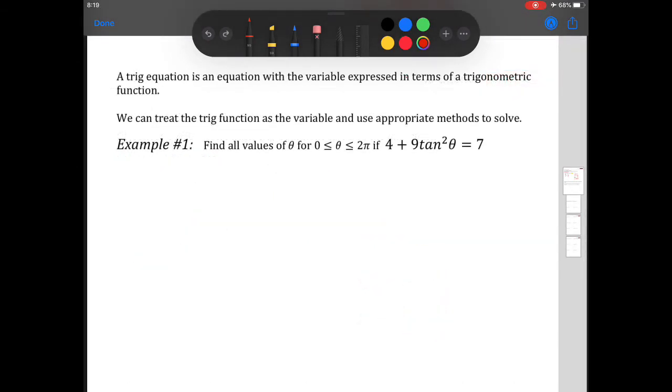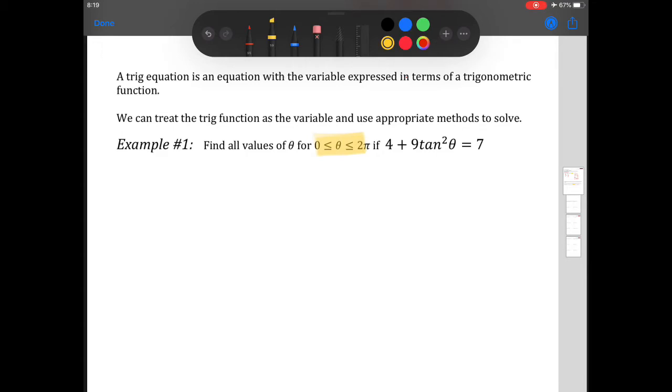A trig equation is an equation with the variable expressed in terms of a trigonometric function. We can treat the trig function as the variable and use the appropriate methods to solve. So in the warm-up we saw that sine theta has an exponent of 1. So it's a linear equation. It was a linear trig equation. Here I see tangent, that's my trig function, and it's squared. So this would be a quadratic.